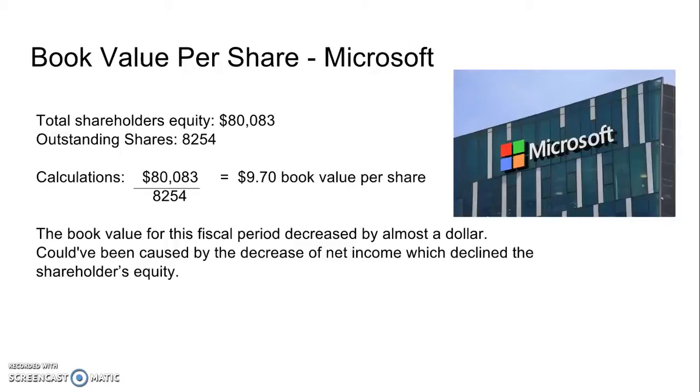A big reason why this could have happened was the decrease in net income as they had to pay a lot more unexpected expenses for their phone products.